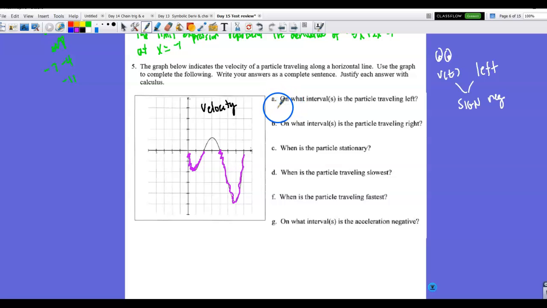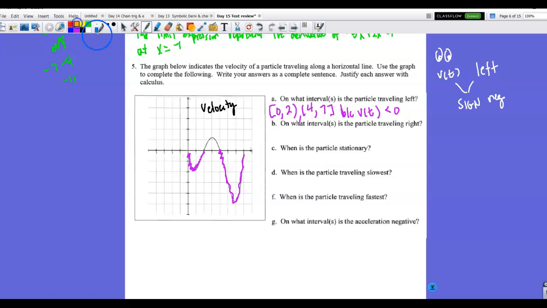The particle is traveling left, so that would be from 0 to 2, open, comma, from 4 to 7, and the graph looks like it's stopping at 7, so I'm going to bracket that. And I'm going to say because V of t is less than 0, I could say V of t is negative. The velocity function is negative in that region.